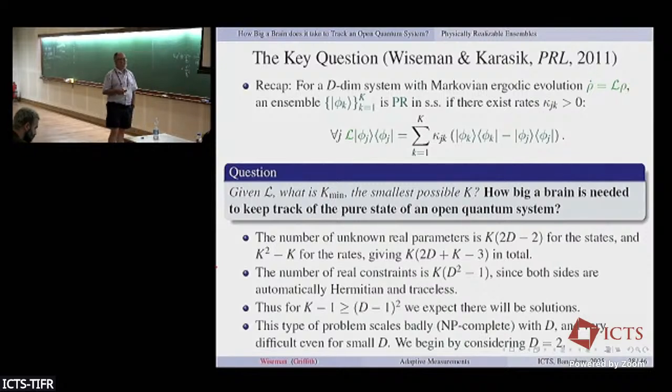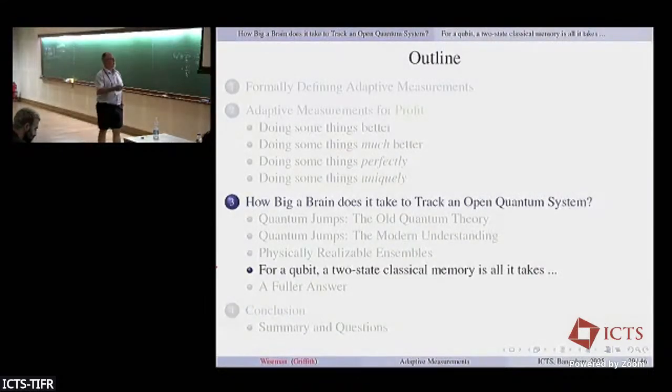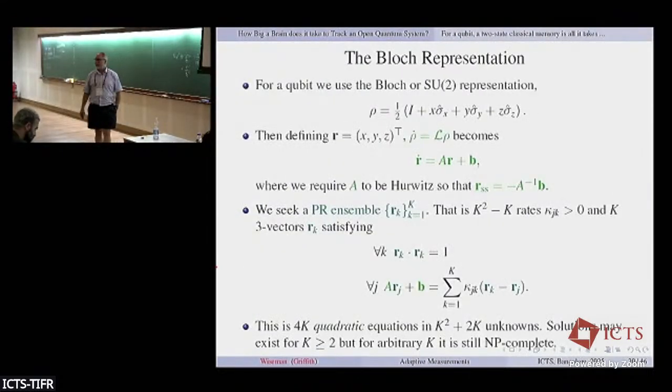Let's go for the first case. To begin with, we'll restrict to D equals 2, just a 2-level atom. It's convenient to use the Bloch representation, so I'll use R to represent my states, the Bloch vector. Then the master equation looks like this, just a linear equation in R. If this is going to have a steady state, we require A to correspond to a stable evolution, so that's called a Hurwitz matrix, and all of its eigenvalues have a negative real part. So the steady state exists.